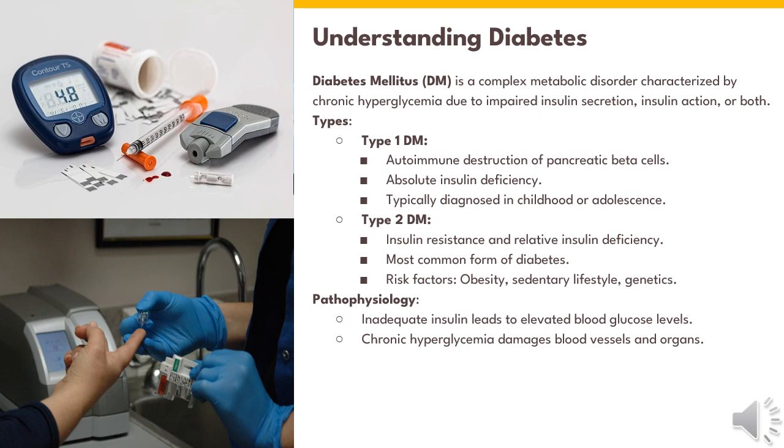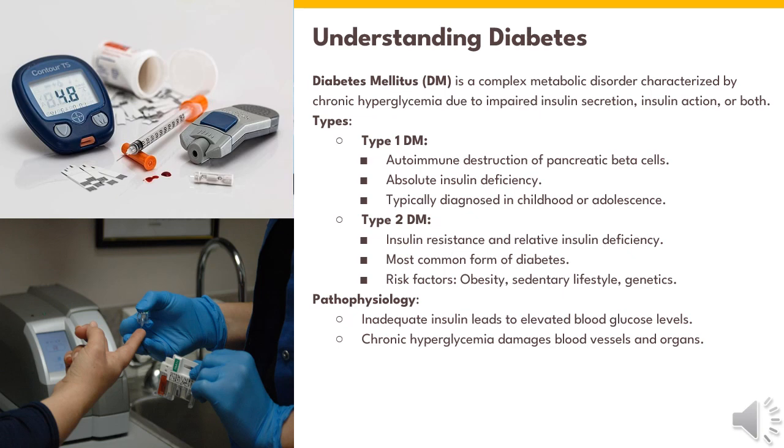Now for type 2 diabetes mellitus, the more prevalent form of diabetes. Type 2 diabetes is primarily due to insulin resistance and a relative deficiency of insulin. It is associated with several risk factors, including obesity, a sedentary lifestyle, and genetics. Management includes lifestyle modification, oral antidiabetics, and sometimes insulin.